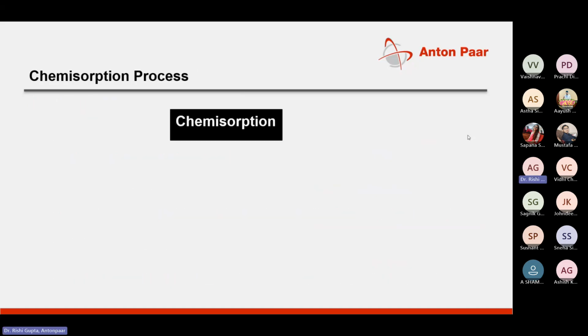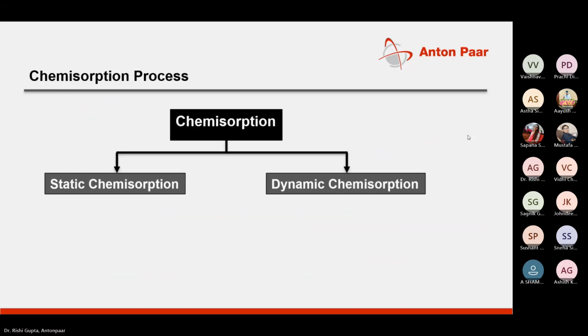Now, as we discussed, chemisorption can be of two types. One is static chemisorption, another one is dynamic chemisorption. The difference is, in a way, that in dynamic, the gases are flowing continuously. There is no pressure regime generated, no pressures involved, no pressure transducer involved. It is a continuous flow of gas, similar to gas chromatography, from one end to another and going to the TCD.